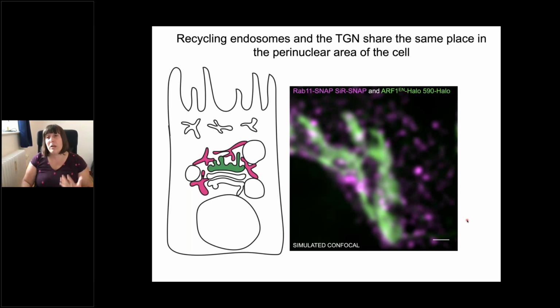Another very important thing, coming back to one of the points that I made at the beginning, is that these recycling endosomes here in magenta and the trans-Golgi network are really packed in the same place in the cell. If you have a marker for recycling endosomes and the Golgi and you image by confocal, they sit in exactly the same area of the cell. So it's hard to even distinguish them.